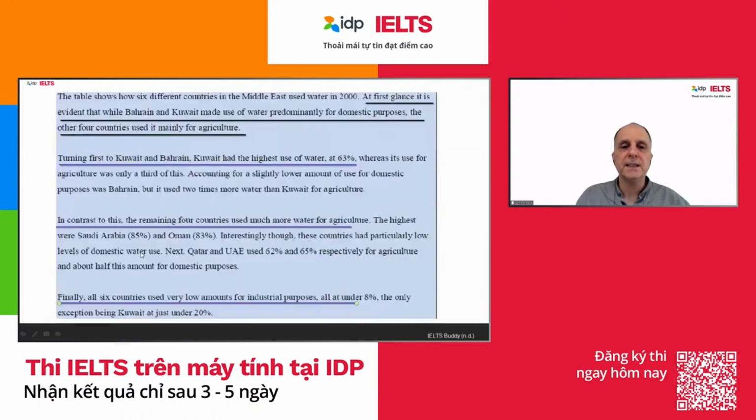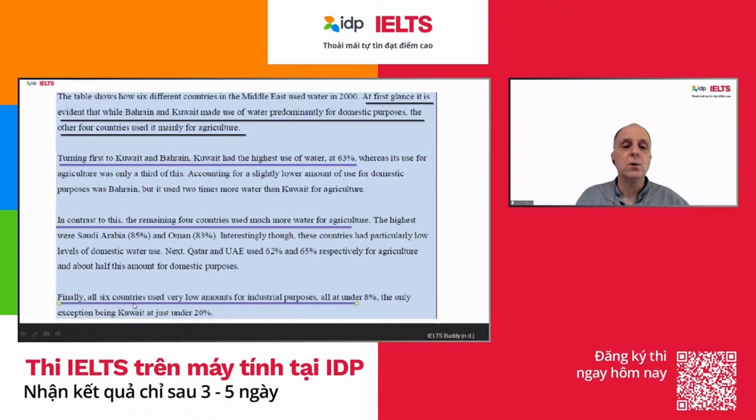An example for this is turning first to Kuwait and Bahrain. Kuwait had the highest use of water at 63%. In contrast, the remaining 4 countries use much more water for agriculture. Once again, each country is mentioned at least once. And remember, you can have more than one paragraph, two paragraphs, etc.